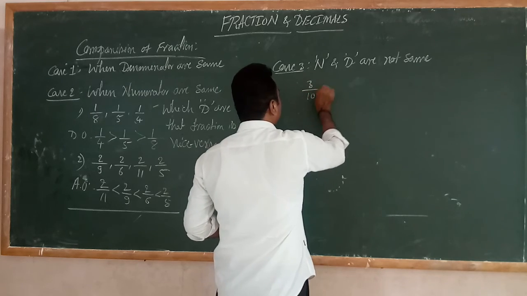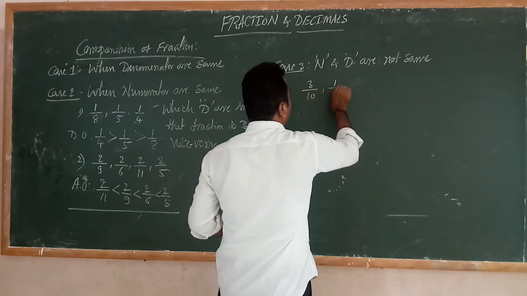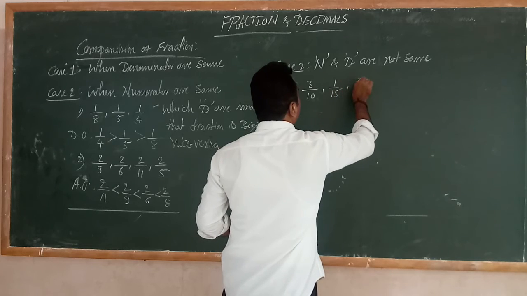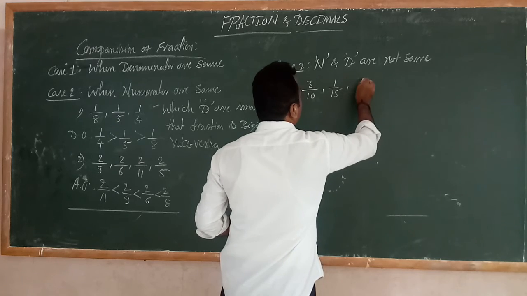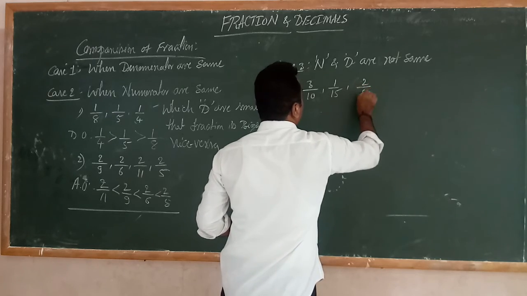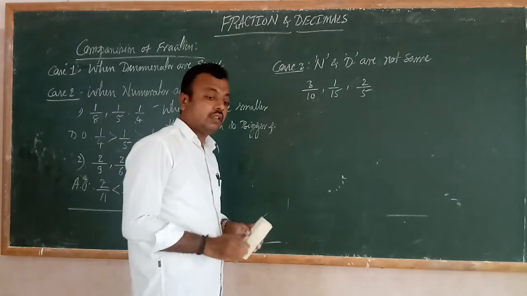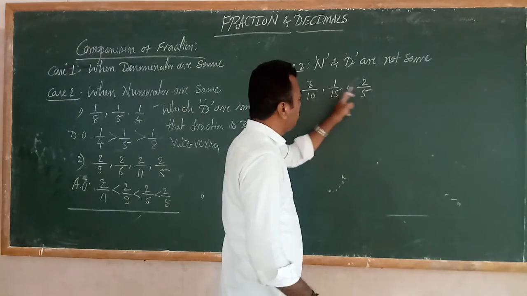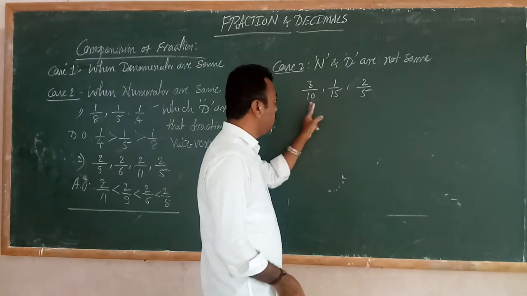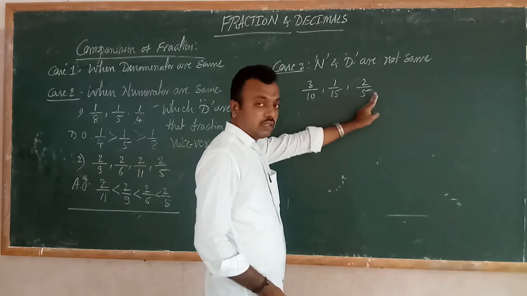3 by 10, 1 by 15, and then 2 by 5. Okay, 3 fractions are there. Here, the denominator is unequal and the numerator is also unequal.